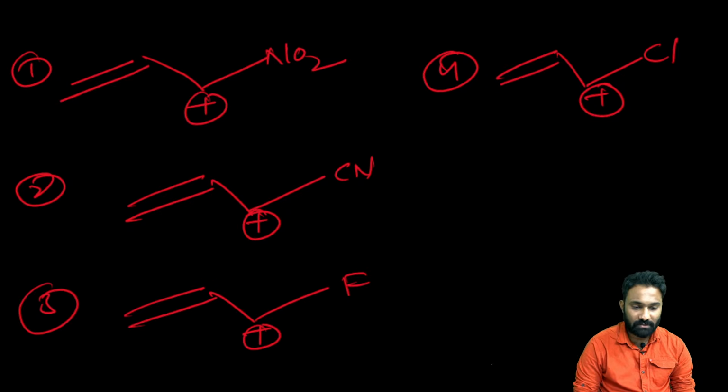Among 1, 2, 3, 4, which is the more stable carbocation? 4. Good, Nana. 4 is the more stable carbocation. Then after that, the next order. If they ask for the order, then the order.